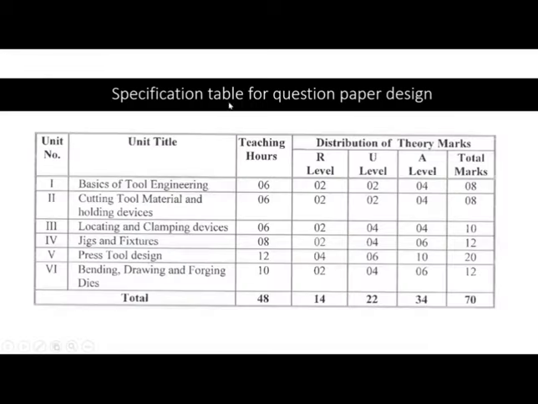Next, the specification table for question paper design. These are some modules, which you may call units, of which the first module is basics of tool engineering, having teaching hours of 6, and total marks for question paper design will be 8. This is a tentative design given by MSBT. So for all the modules, these will be the marks, and the total marks will be 70. These are the compulsory marks, not including the optional extra marks.